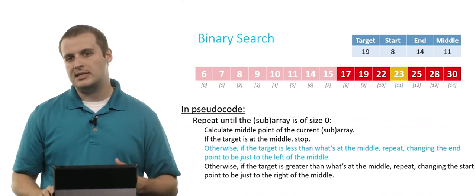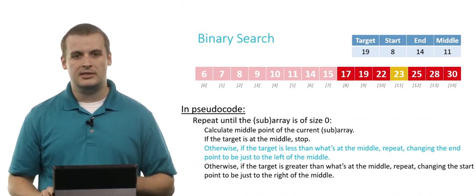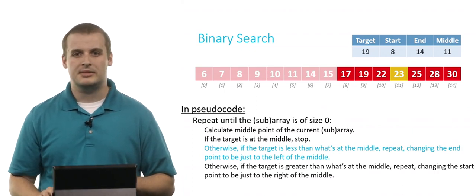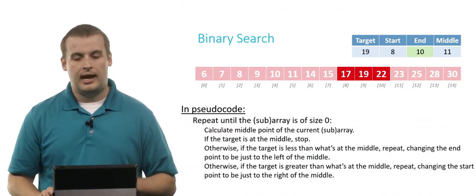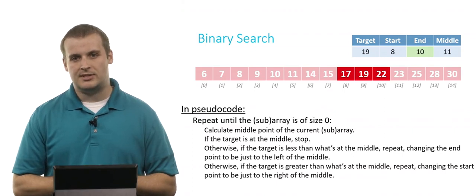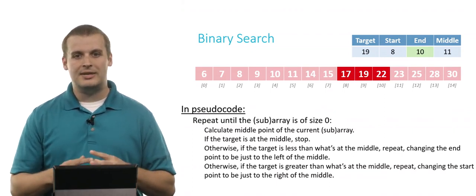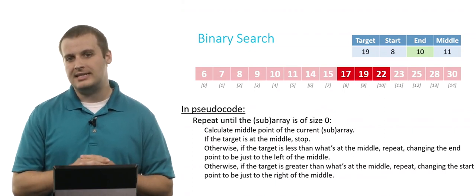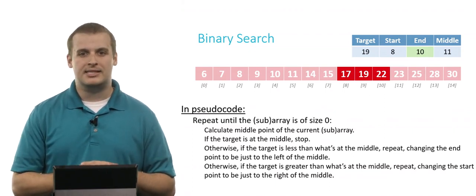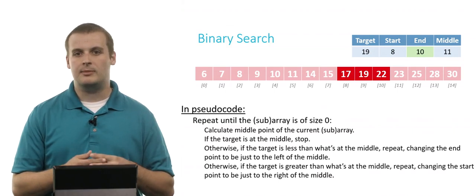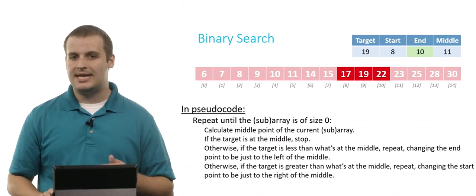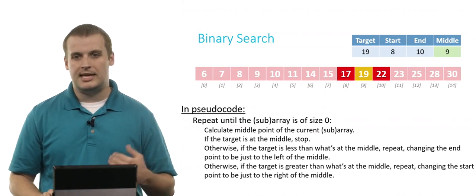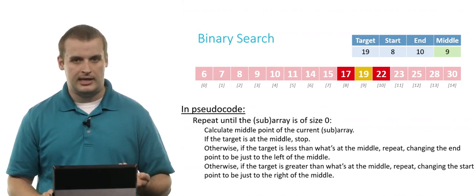So we're going to repeat the process again. We're going to change the end point to be just to the left of the midpoint. So the new end point becomes 10. And now that's the only part of the array we have to sort through. So we have now eliminated 12 of the 15 elements. We know that if 19 exists in the array, it must exist somewhere between element number 8 and element number 10. So we calculate the new midpoint again. 8 plus 10 is 18. Divided by 2 is 9.